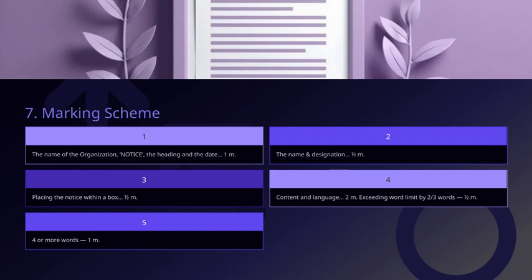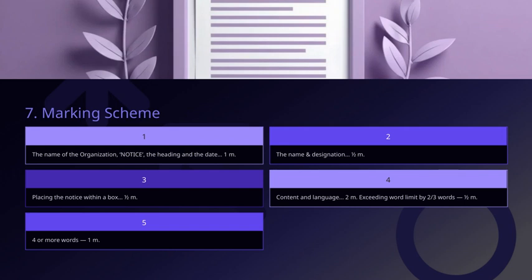When the notice contains 4 or more words, it should be allotted 1 mark. That indicates the importance of including sufficient content in the notice to convey the message effectively. The name and designation of the person issuing the notice are worth half a mark. This adds authority and credibility to the notice, so including these details is essential.